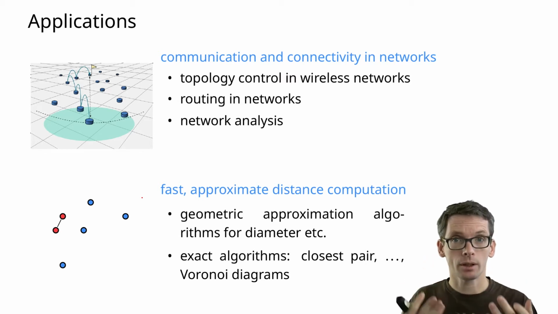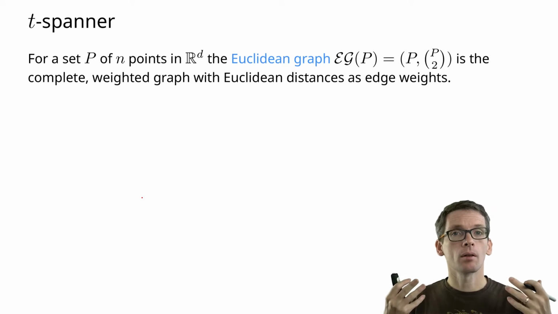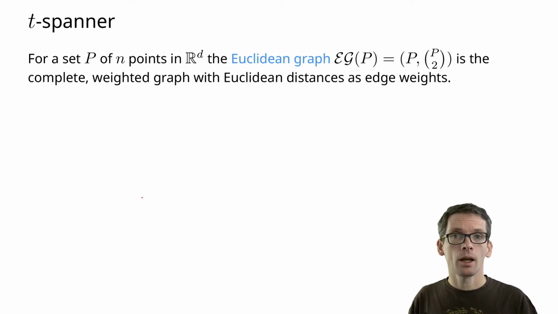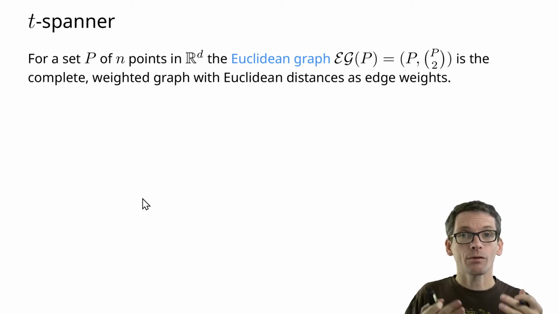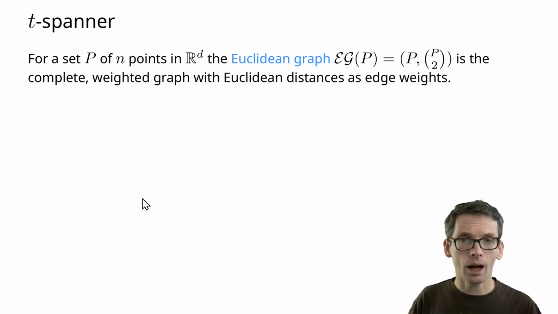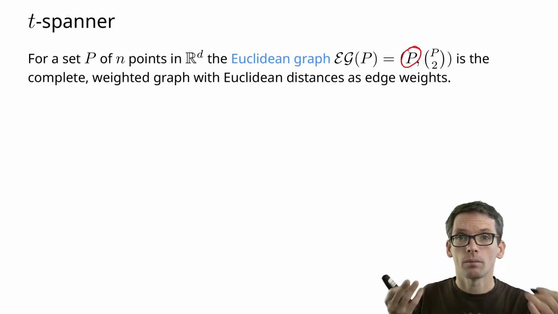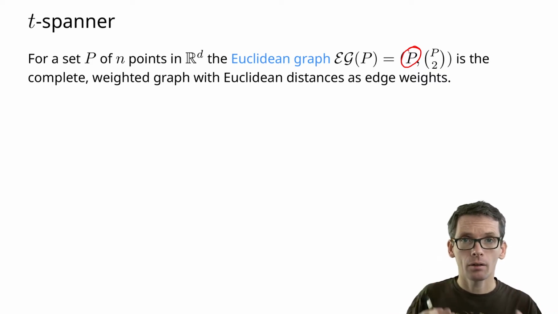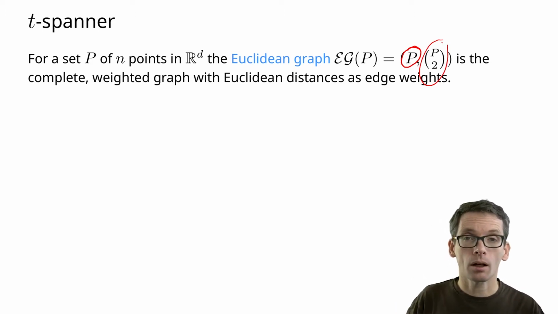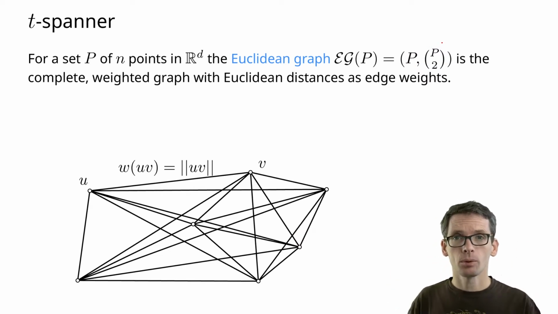And we're looking at the geometric setting. So what we have is a set of points P in the Euclidean plane, or more generally in Euclidean space, or possibly in d-dimensional Euclidean space. And a T-spanner will approximate the following graph, the complete Euclidean graph. So what is the Euclidean graph? As vertices, I have my points. Then I have an edge between any pair of points. And the important part now is that the weight of that edge is simply the distance between those 2 points.